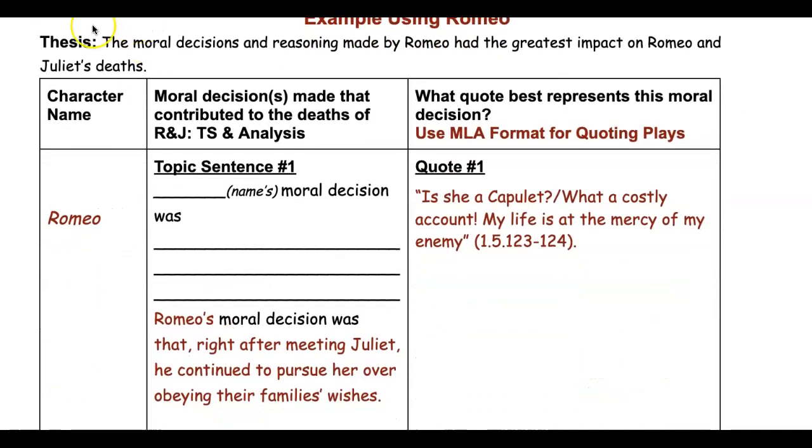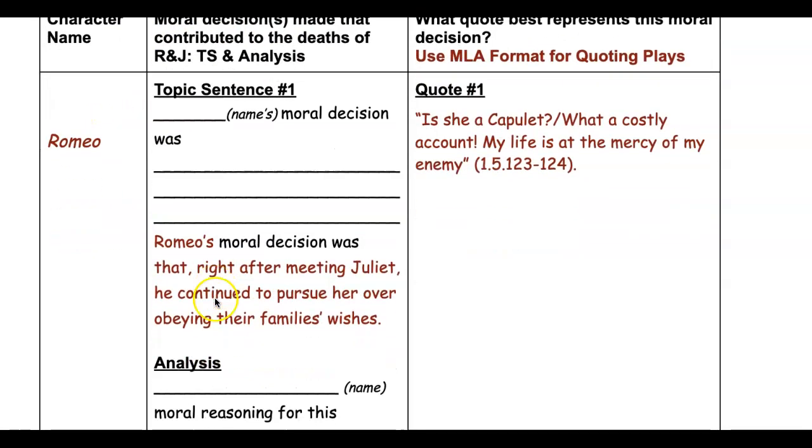So here's my thesis statement. I'm only using 1 character. You'll be using 2. The moral decisions and reasoning made by Romeo had the greatest impact on Romeo and Juliet's deaths. And then here's the sentence frame for the topic sentence, and then I completed it. Here's my example. Romeo's moral decision was that right after meeting Juliet, he continued to pursue her over obeying their family's wishes.